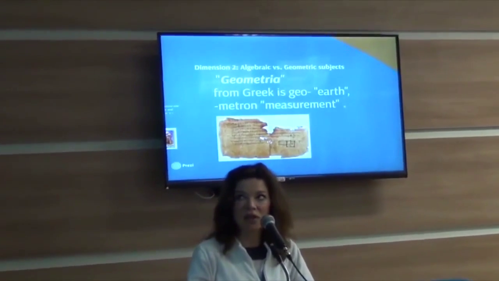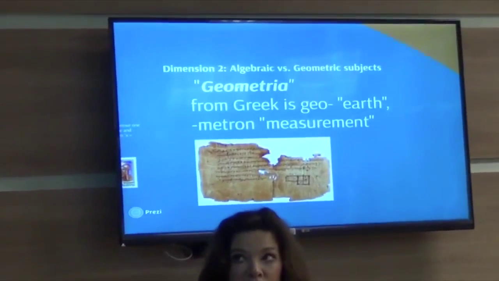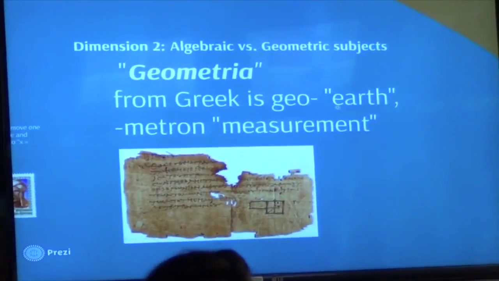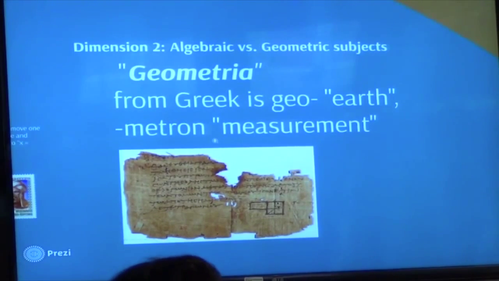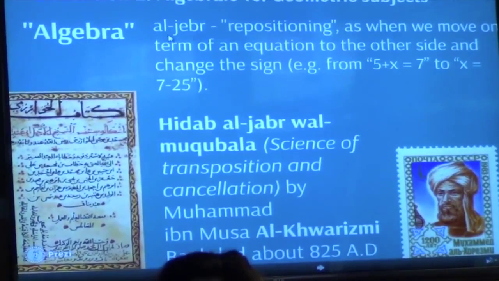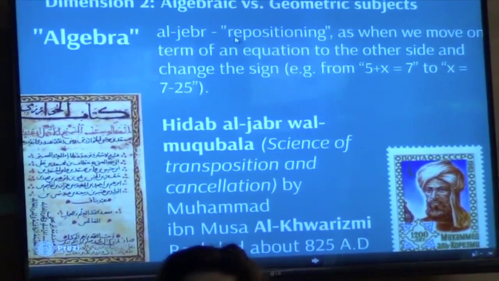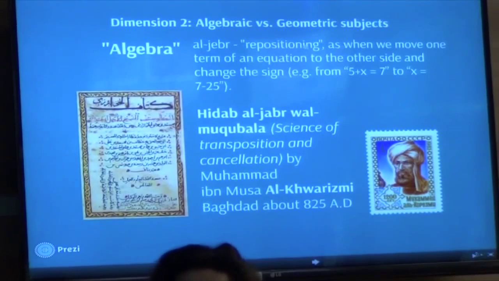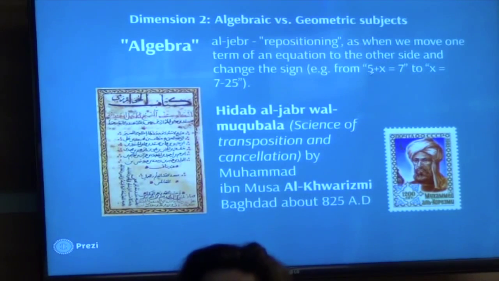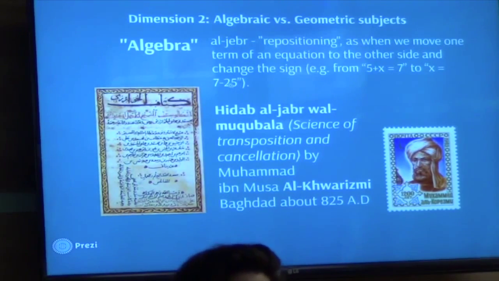But traditionally, historically, geometry, from the word geometry, comes from the Greek words geo, which is earth, and metron, which is measurement. So traditionally, geometry is conceived as a science of measuring earth. Whereas algebra comes from the Arabic al-jabr, which is repositioning. Something we do when we move one term of an equation to the other side and change the sign. For example, we have an equation 5 plus x equals 7, and we just rearrange it to x equals 7 minus 5. There is a typo here, minus 5.